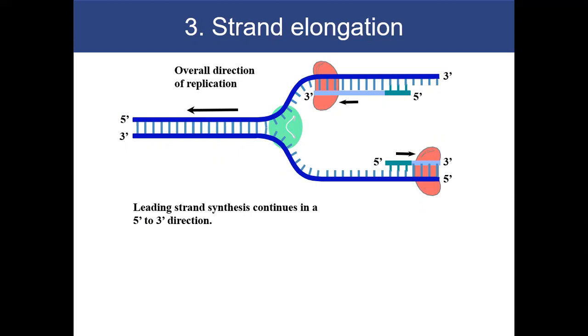It is important to note that there are names that are given to both of the strands. So we have the leading strand, and the one at the bottom is the lagging strand. The leading strand is the strand where synthesis continues in a 5' to 3' direction, as you can see here. And the lagging strand is being elongated in this direction.